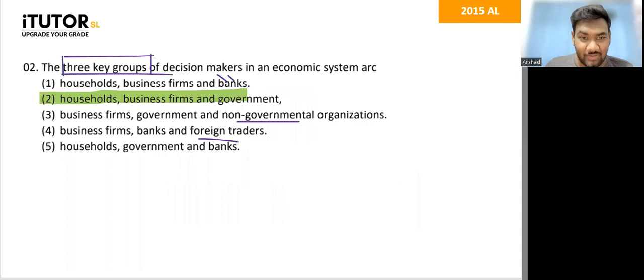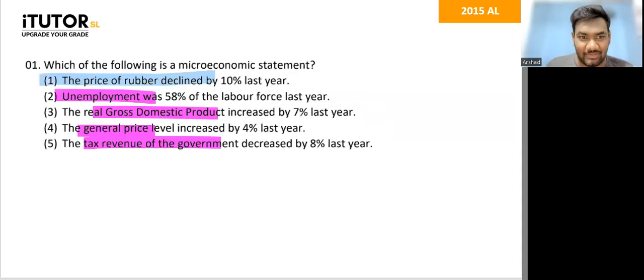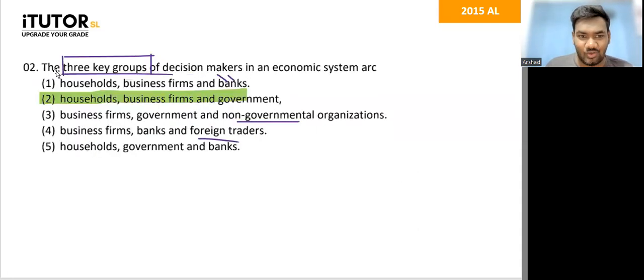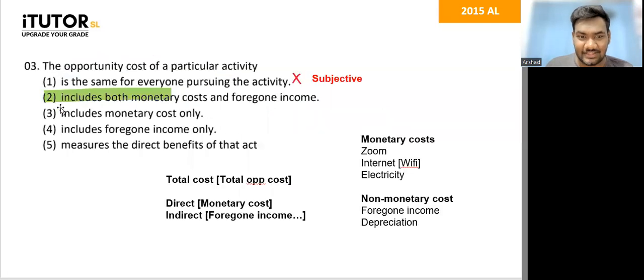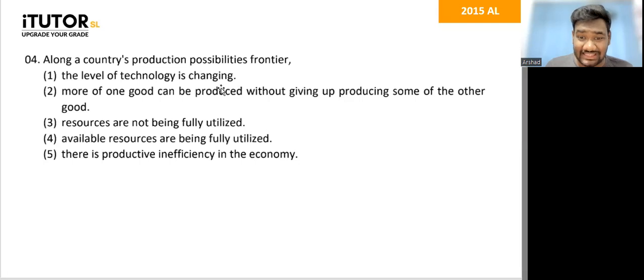Right. Answer for the second one. Second one was 2, guys. So repeating, 1 was 1, 2 was 2, 3 was 2. Okay. Going for 4. These are also easy ones. Along a country's production possibility frontier, what can you say? The level of technology is changing? More of one good can be produced without giving up producing some of the other good?